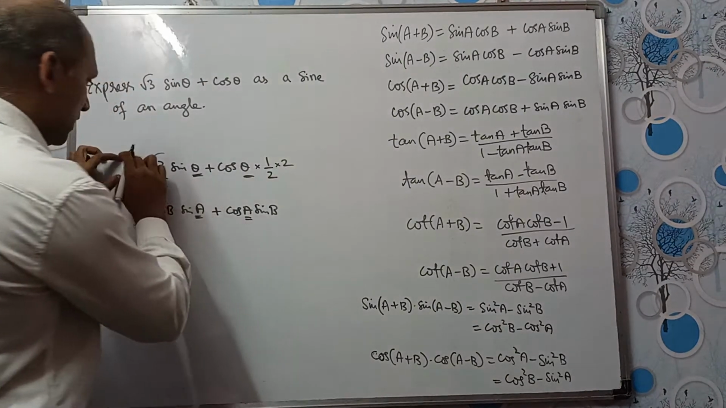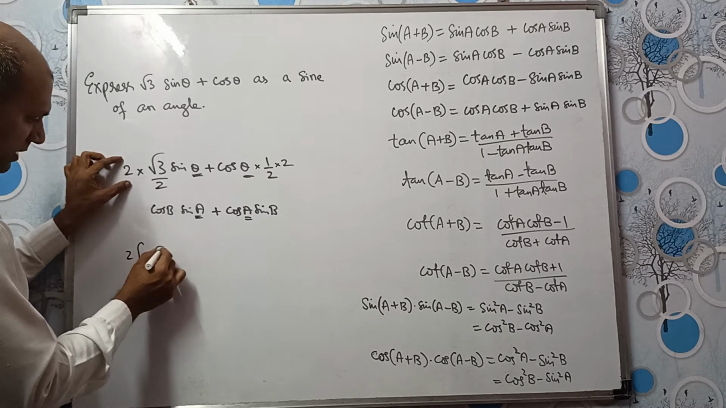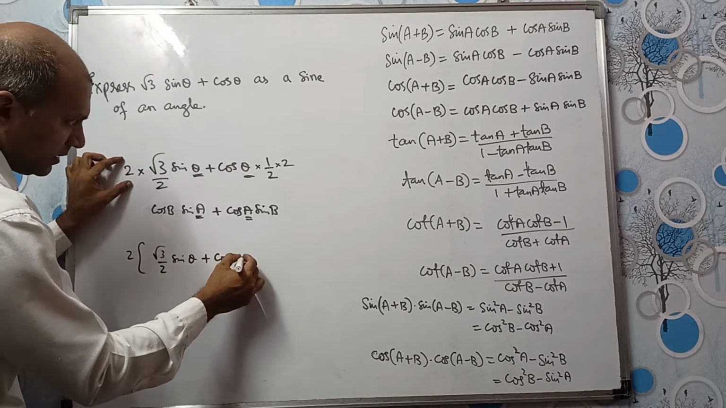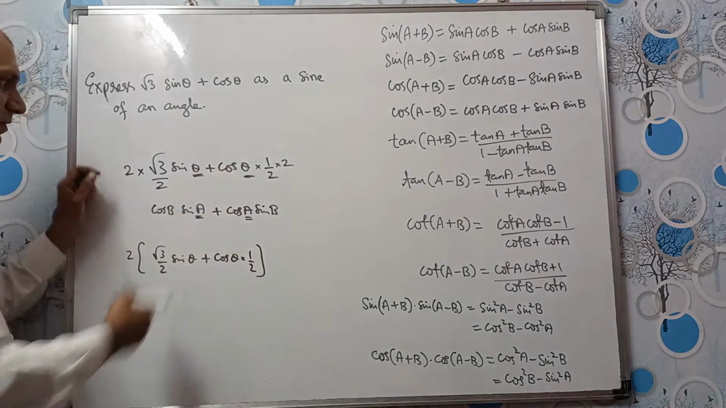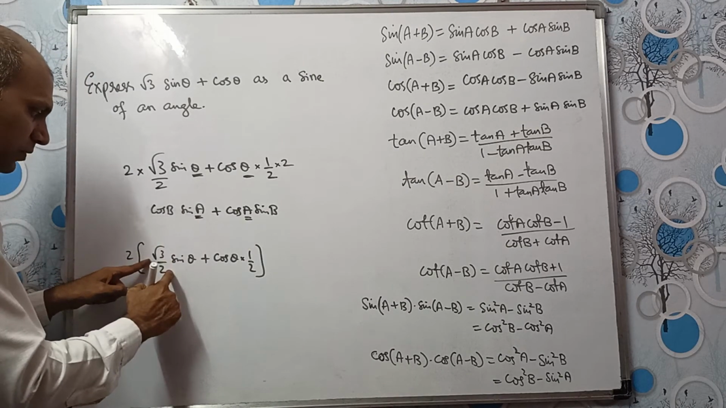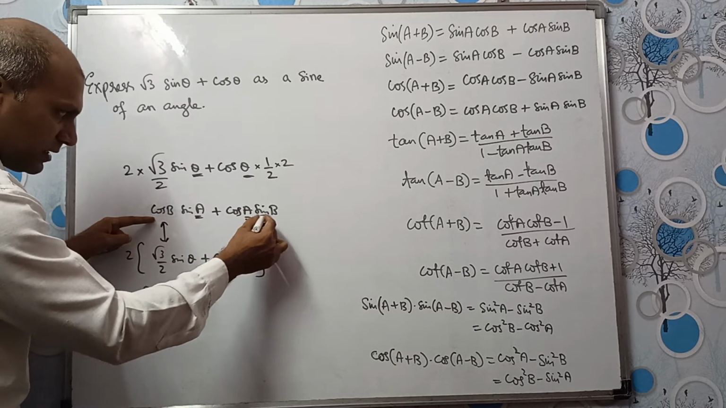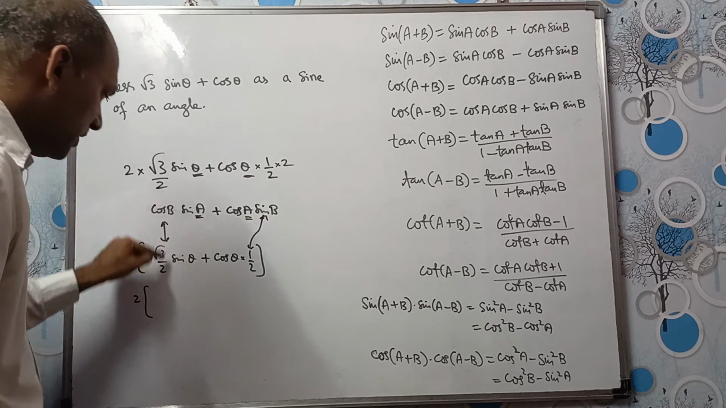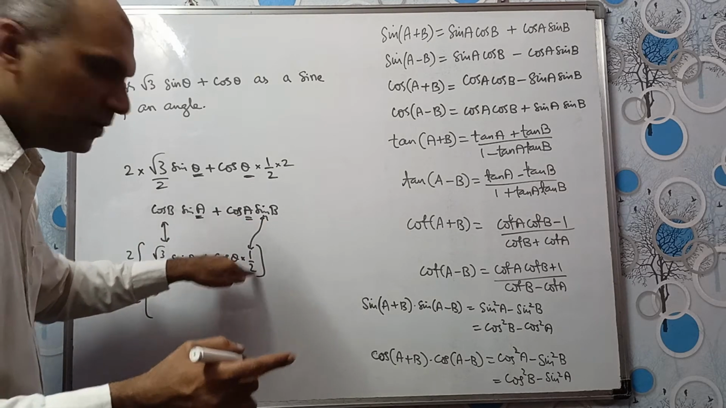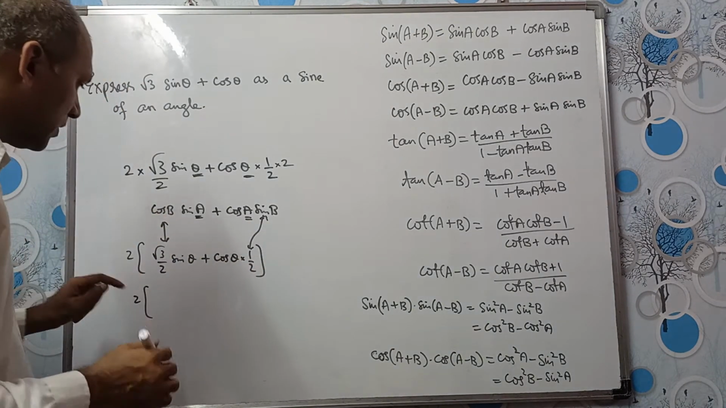Now, can we take 2 common from these two terms? Yes. If you take 2 common, what is left? Root 3 by 2 sin theta plus cos theta multiplied by 1 by 2 will be left. This 2 also we took common. So this is 2 multiplied by root 3 by 2. See, cos B is root 3 by 2 and sin B is 1 by 2, which means B is equal to how much? Sin is 1 by 2 when B is 30 degrees, right? Sin 30 is 1 by 2, cos 30 is root 3 by 2.